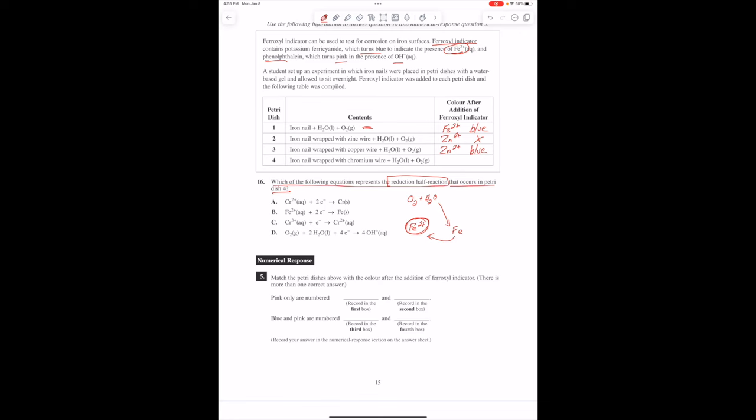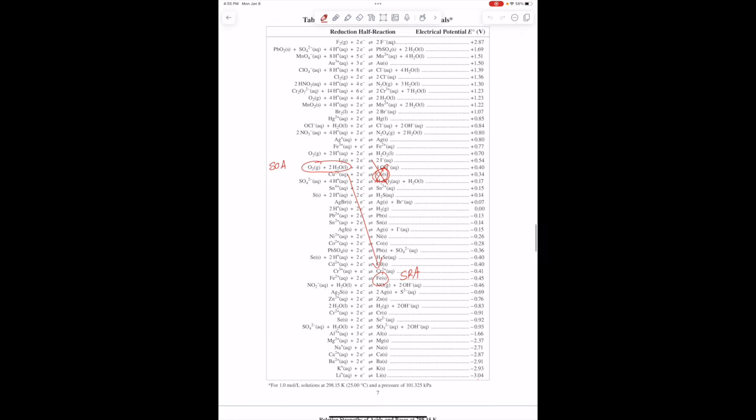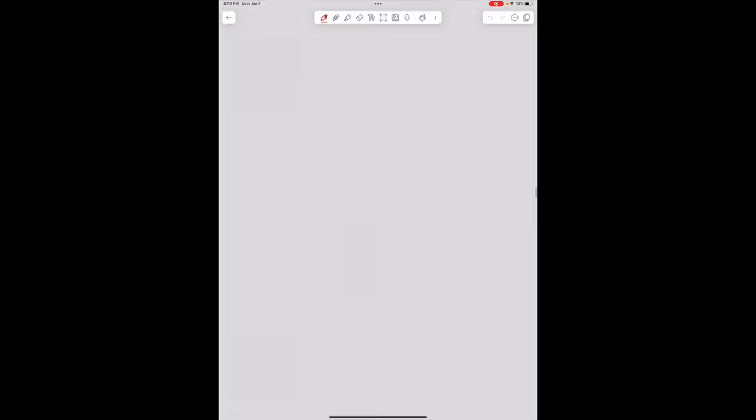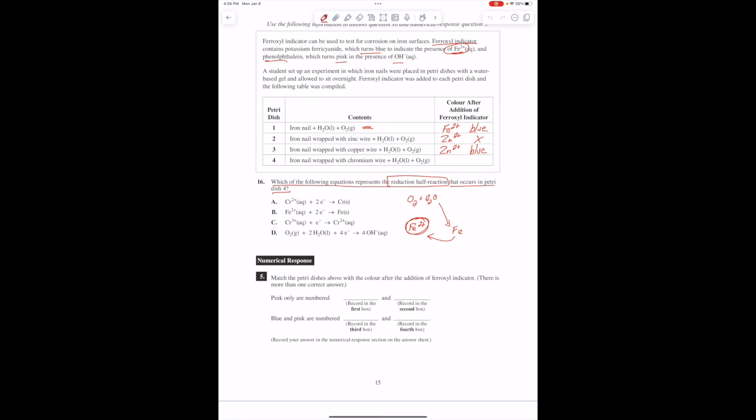And an iron nail wrapped with chromium. Where's Cr? Okay. Chromium would be a stronger reducing agent, so this gets bypassed. Chromium will make chromium 2. Now, why do they care about hydroxide here? Anyway, we'll see. I forgot to look at hydroxide, so we'll see. So this is going to make chromium 2, and that's not going to do anything. Okay, so let's go back to the question now.